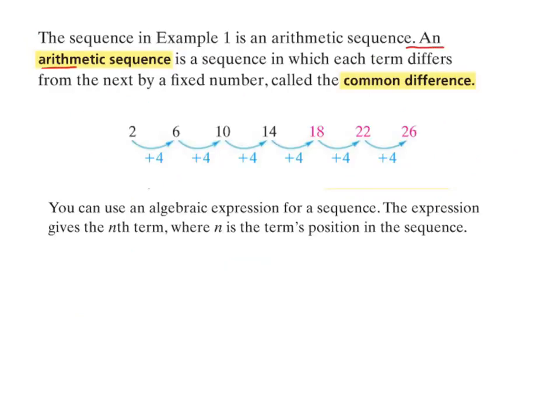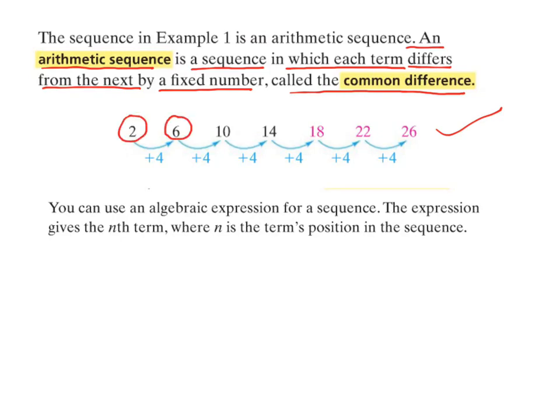An arithmetic sequence is a sequence in which each term differs from the next by a fixed number. This fixed number is called the common difference. For example, look at the sequence. What is the difference between 6 and 2? It is 4. Difference between 10 and 6? It is 4 again. 14 and 10? 4. 18 and 14? 4.